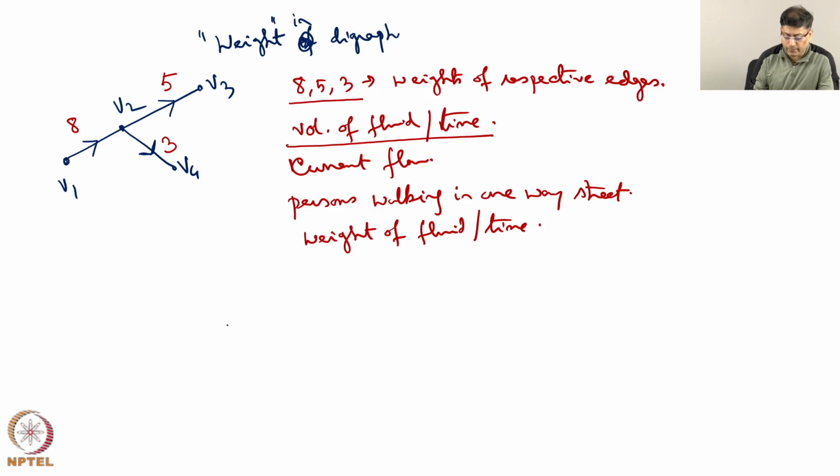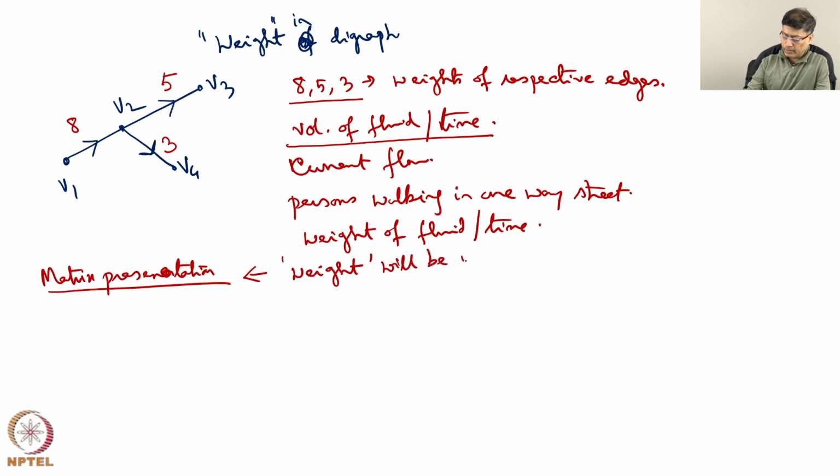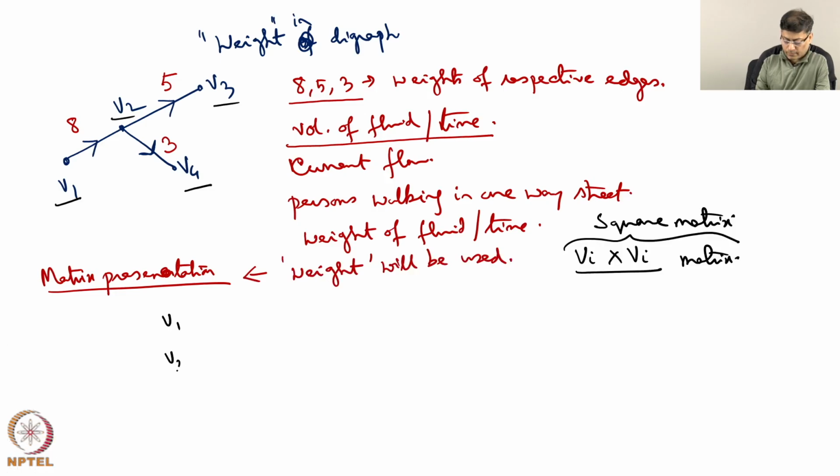Now, we are going to have a matrix presentation, and we are going to utilize the weight in the matrix. Let us see how it is done. V1, V2, V3 and V4, and here I write V1, V2, V3 and V4. Now, there is no loop. V1 to V1 flow is 0, V1 to V2 is 8 unit flowing, V1 to V3 there is no direct flow, so it is 0, V1 to V4 there is no direct flow, so it is 0, V2 towards V1 it will be -8.